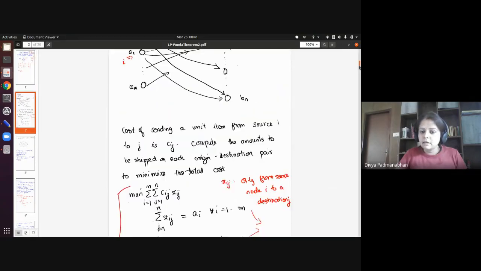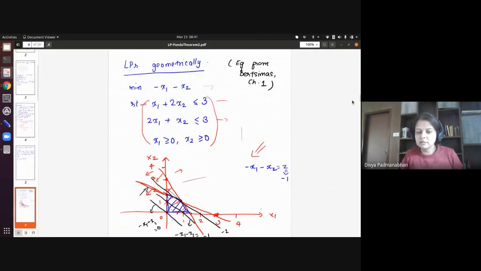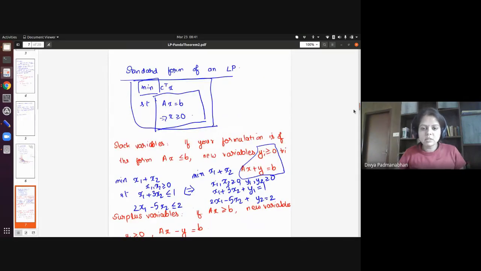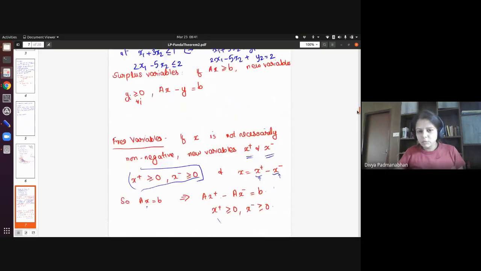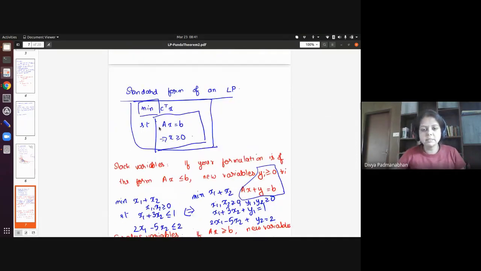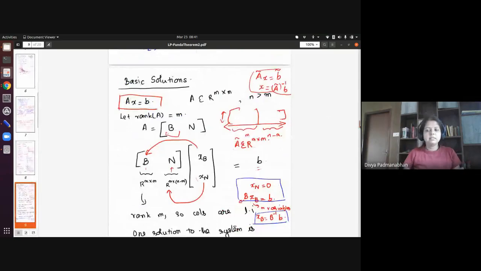Okay, and we saw a geometric way to solve it, and I think most of you have got it. Even in the midterm, I saw that people have done a good job on this. We looked at what is called the standard form of a linear program, and some ways to convert other linear programs into the standard form. And then we also had this notion of basic solutions, right?